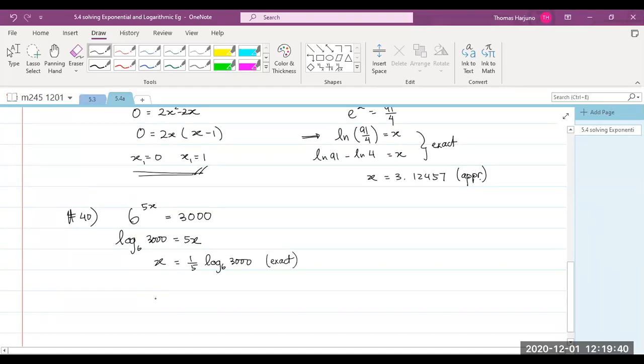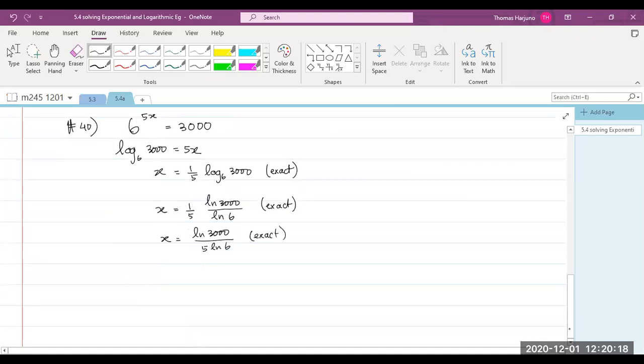Now the thing is, how do we compute that using a calculator? So I rewrite that first into natural log. So natural log of 3000 over natural log of 6. I do change of base, right? This is still exact, by the way. So x is equal to natural log of 3000 over 5 natural log of 6. That is still exact. But then the next thing is the calculator.